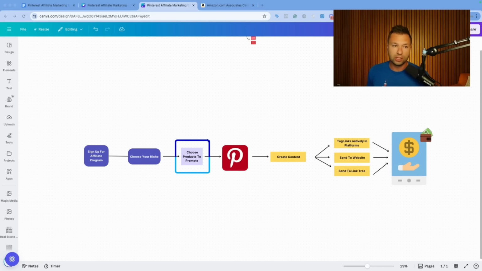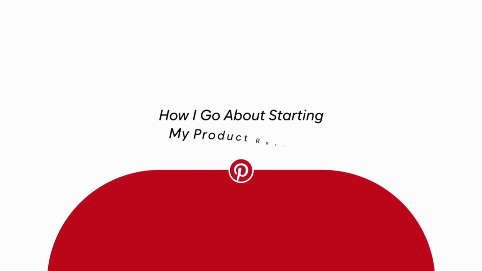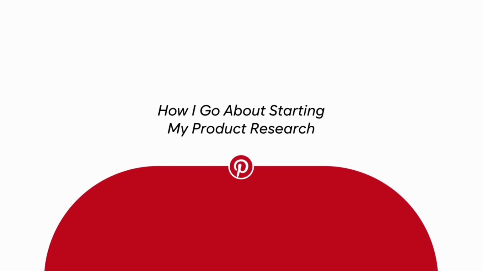All right, so we got step one and step two down. The next thing that we need to do here is choose the products to promote. And I think this is where a lot of people, they don't do enough research, frankly. I think this is one of the most crucial parts of affiliate marketing and one of the things that is going to set you up for success. So let me show you how I go about starting my product research and how I start narrowing things down.